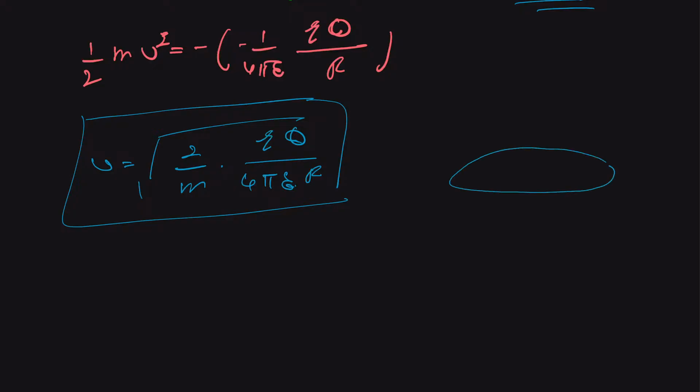So this was our disk, this is the center, and charge minus q is released from rest somewhere here. So when it reaches the center, its velocity is given as v, and this is the value of the velocity. Okay. Next question.